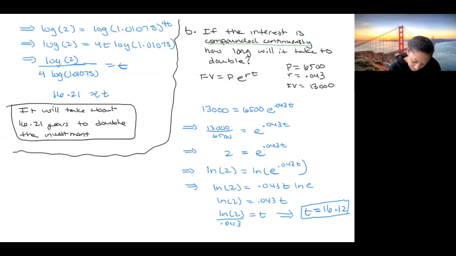Last step though, writing this in a sentence. It will take about 16.12 years to double the money in this case.